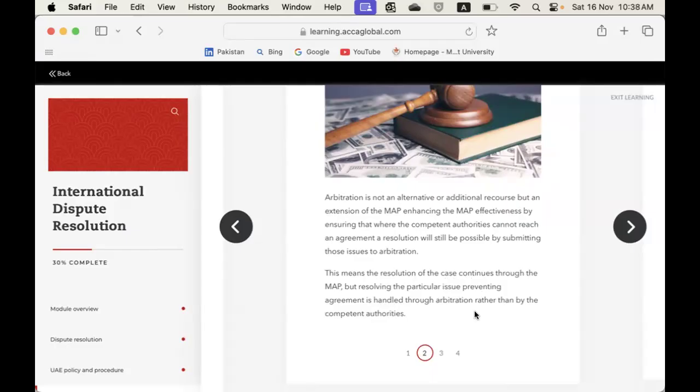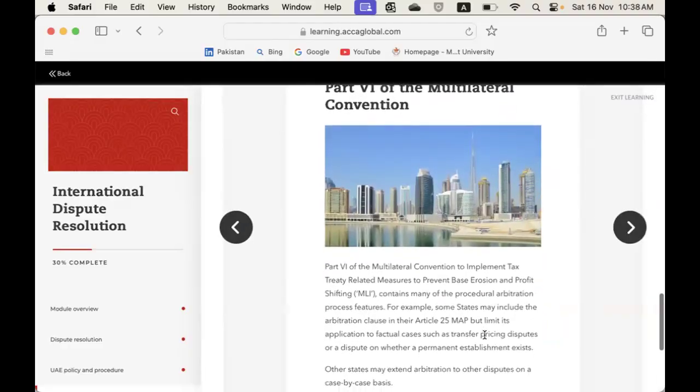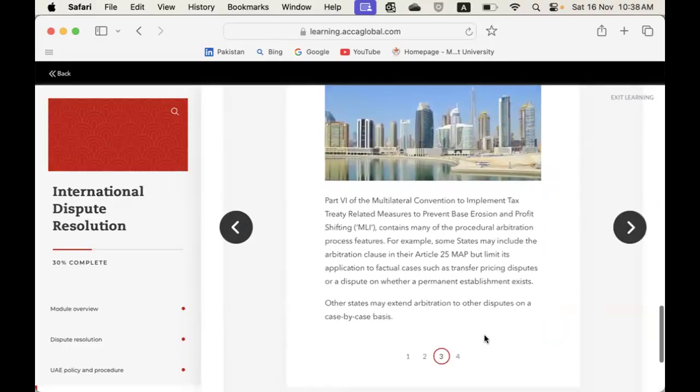So even in case of arbitration, naturally there is usually an arbitration committee formed. Both authorities will need to agree on how this arbitration is going to proceed. Part 6 of the multilateral convention. That multilateral convention is the Model Tax Convention.